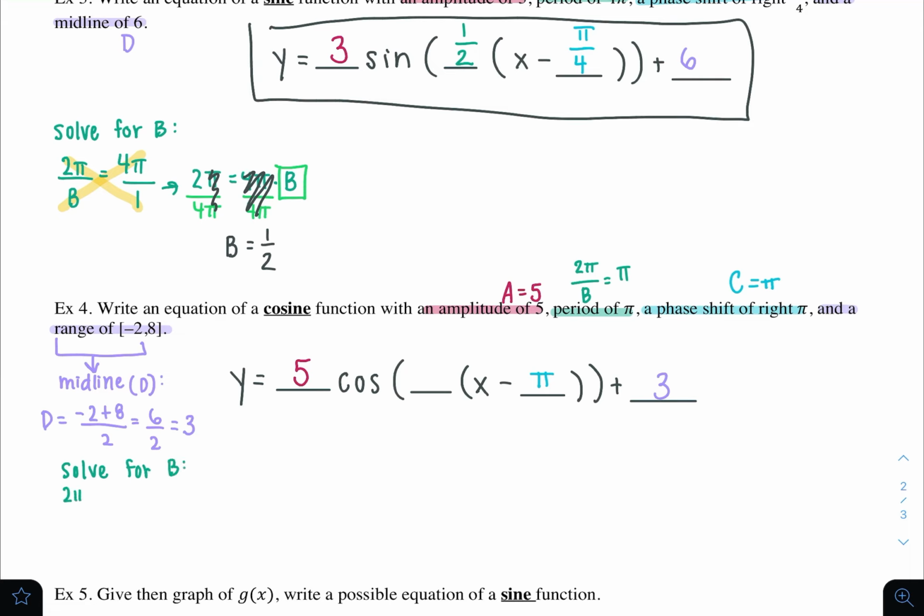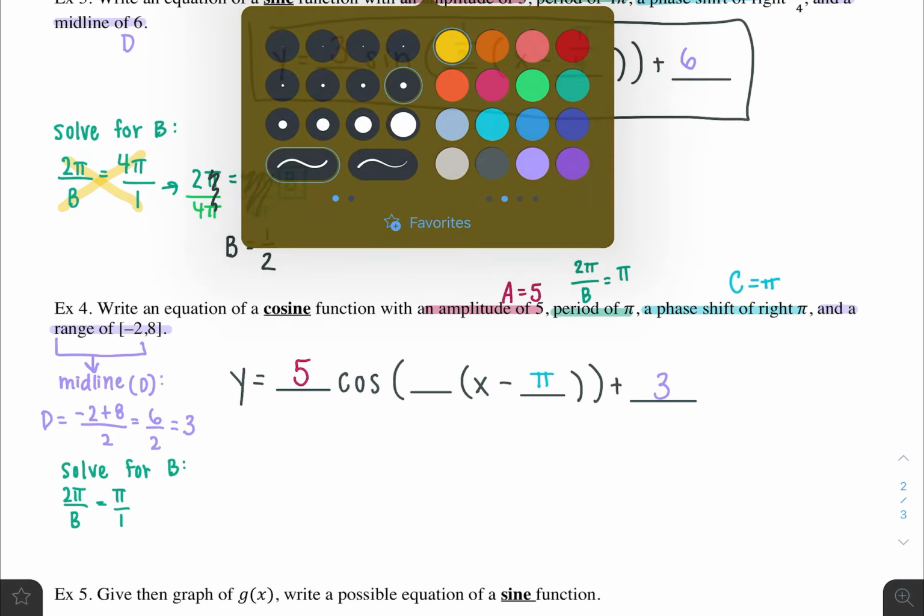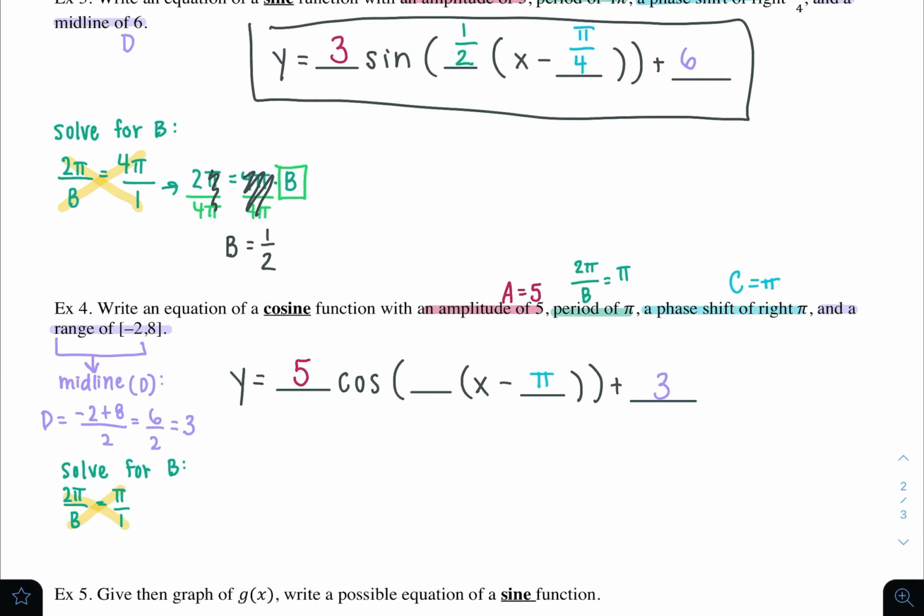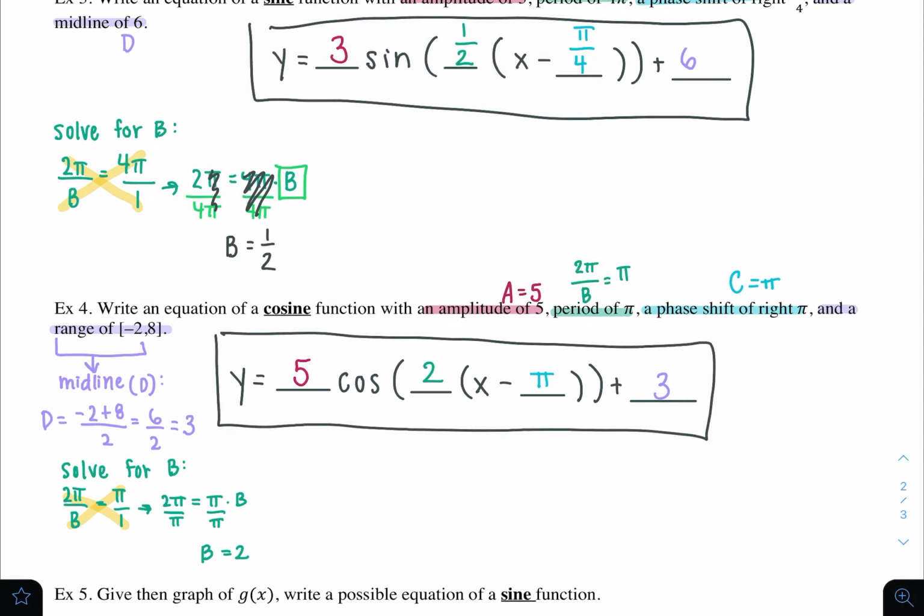So we have 2 pi over B is equal to our period of pi. Let's go ahead and put it over 1 and simplify further. We get 2 pi equals pi times B. Let's get that B value by itself. Divide by pi, and we get that B is equal to 2. And that's our equation for number 4.